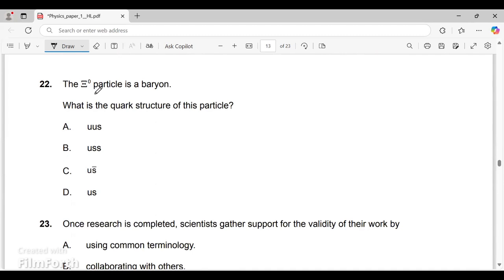The sigma zero particle is a baryon. What is the quark structure of this particle? Up, up, strange. B, up, down, strange. What is this one?